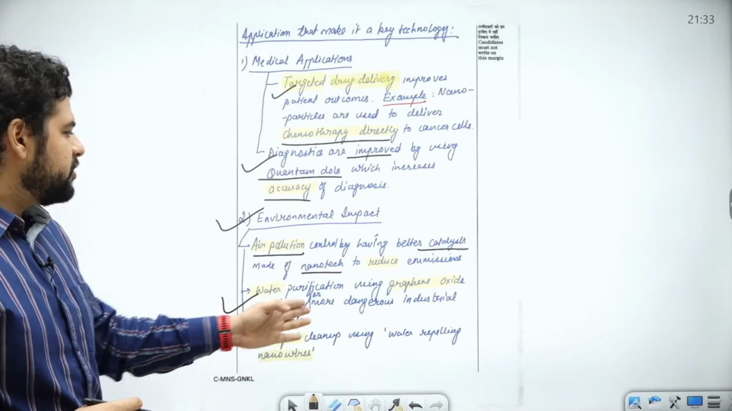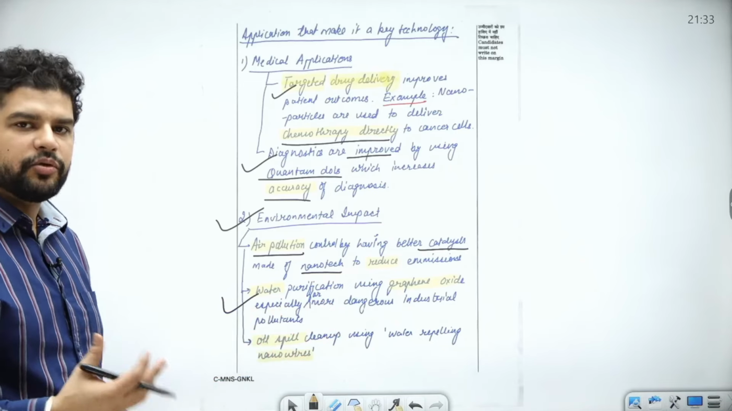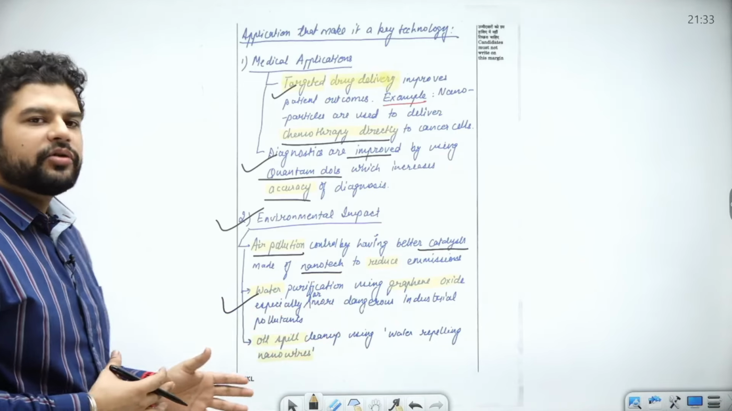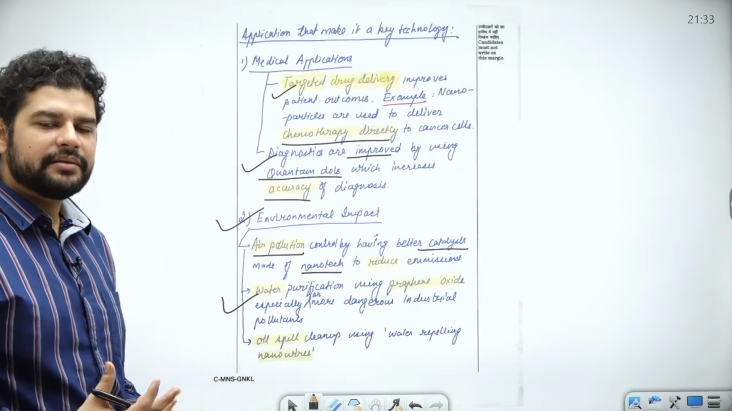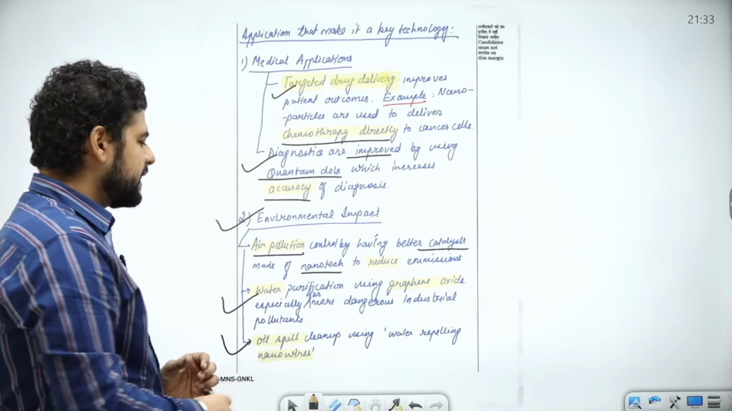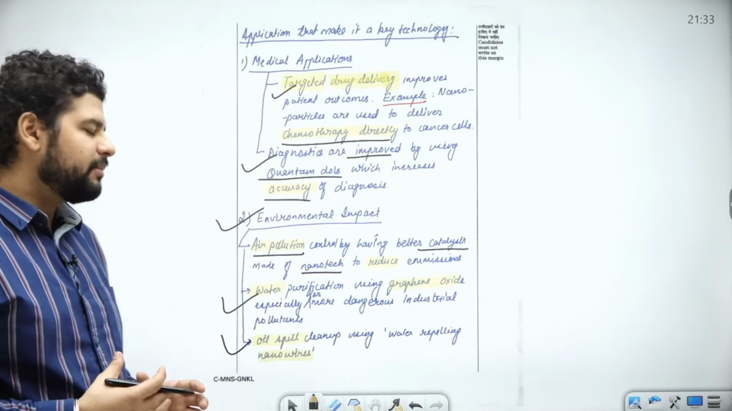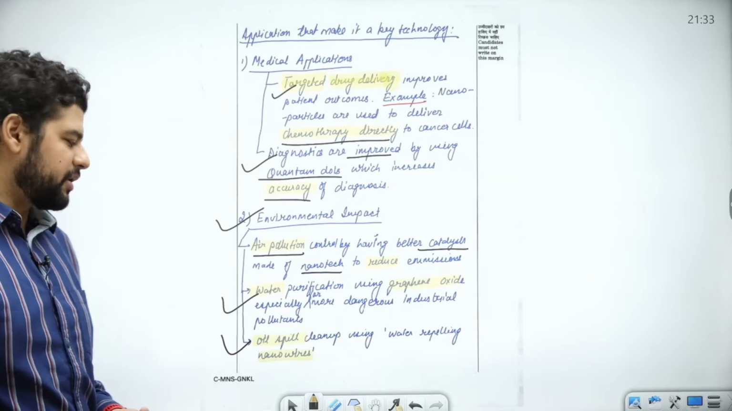Next is water purification. Now, water purification using graphene oxide, especially for more dangerous industrial pollutants. Industrial pollutants, as you know, are more dangerous than household pollutants. So we need better technology to filter them out. Oil spills. The cleanup of oil spills can be done by water repelling nanowires. So it will attract the oil and repel the water.